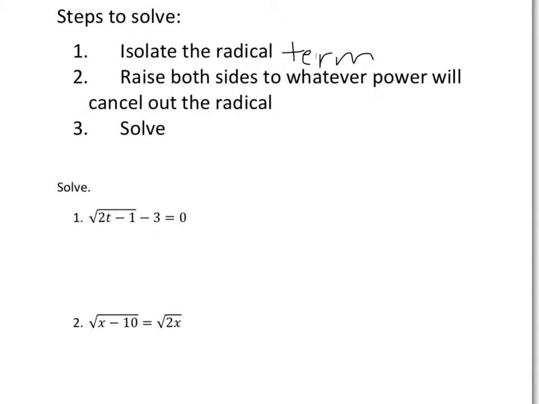All right, we'll start with some pretty simple ones. We've got to isolate the radical term here. Isolate that first. We'll add 3 to both sides. We'll have root 2t minus 1 equals 3.